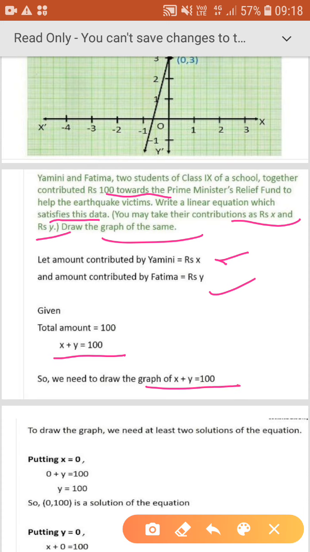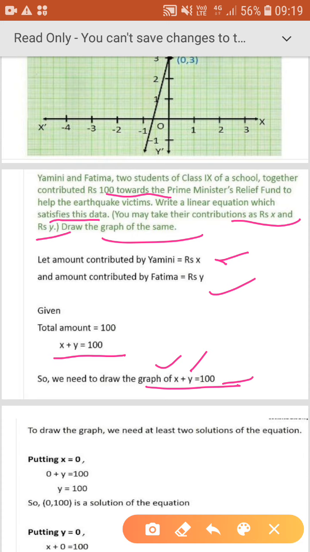Now you can see that you need two numbers which together add to give 100, and we need two solutions. So there can be many solutions. If x is 60, y will be 40. If x is 40, y will be 60. If they are equal amounts, x is 50 and y is also 50.